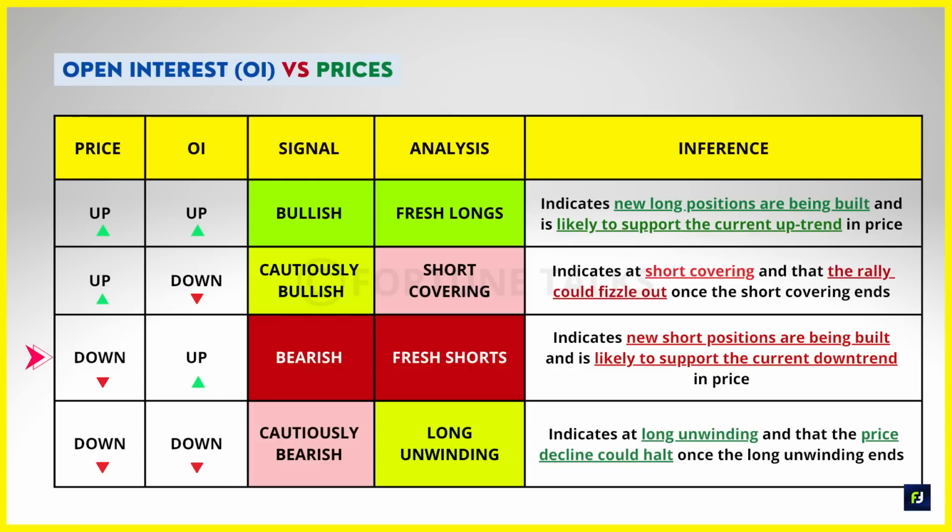Anyways, if a price decline is supported by a rise in the OI, it indicates creation of new short positions which could support the downward price move. It is a bearish signal. And finally, if there is a price decline and the OI is also decreasing, then it could indicate a halt in the down move. Here also, I have used a term called long unwinding, which we will take a look at shortly.